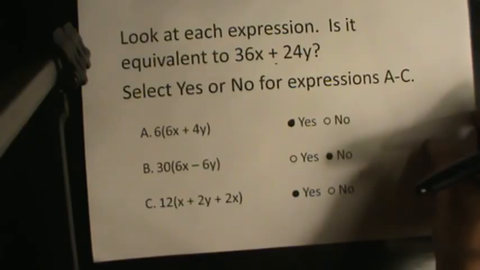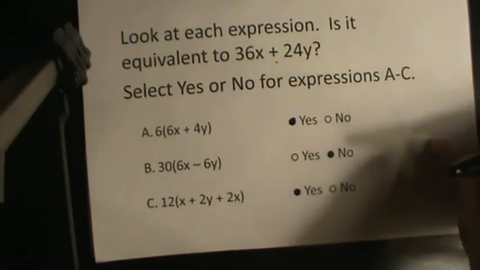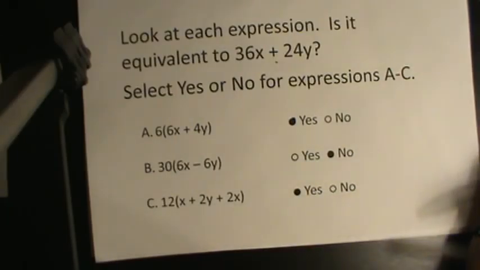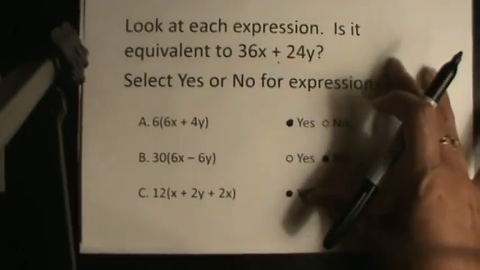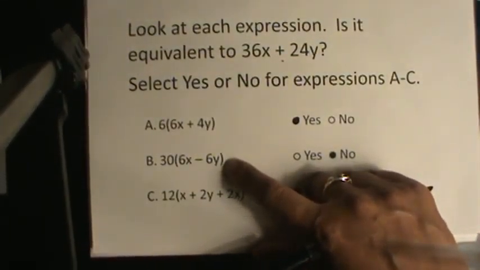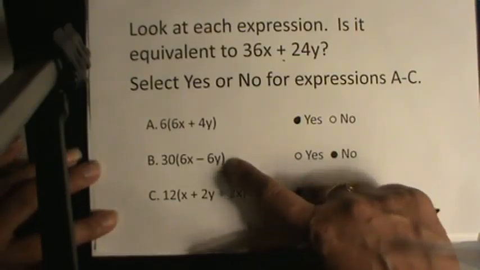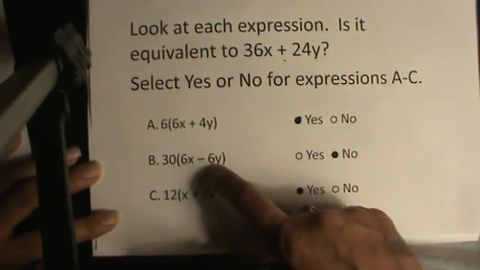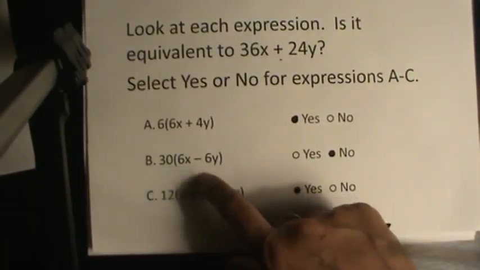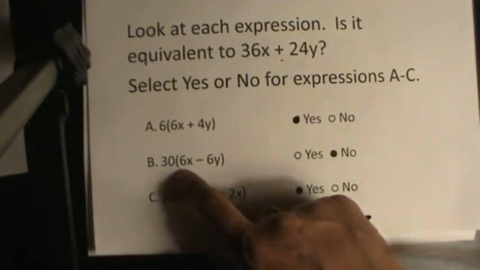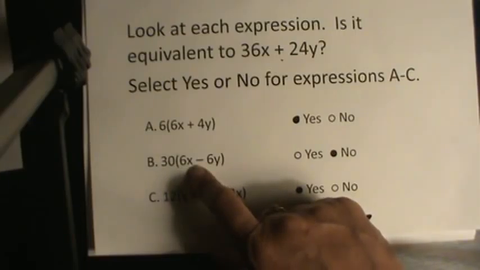Now, some of you may find other ways of determining if two expressions are equivalent. That is okay for you to do, as long as you can explain your answer. For example, let's take another look at B. Here, if we look at the quantity within the parentheses, 6x minus 6y, you will see that there are no like terms. So that means that I will not be combining any like terms at the end.